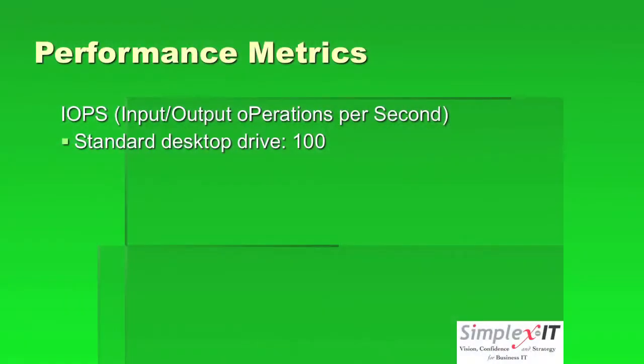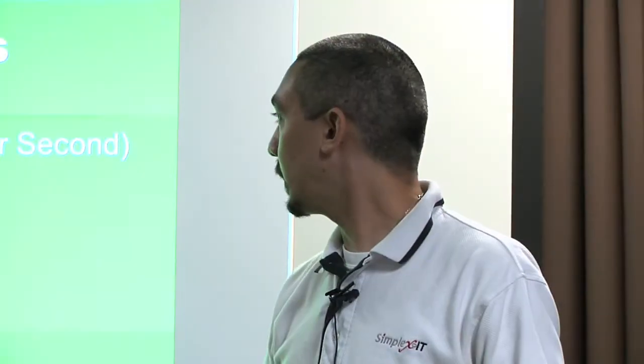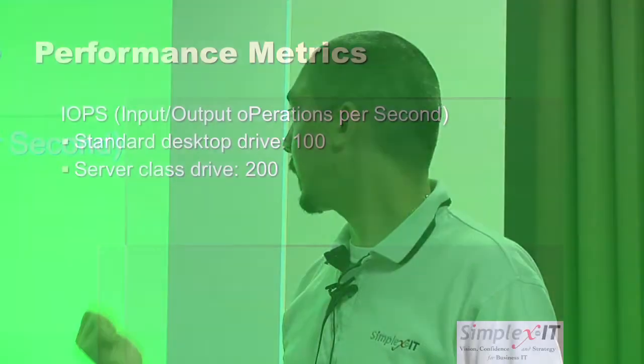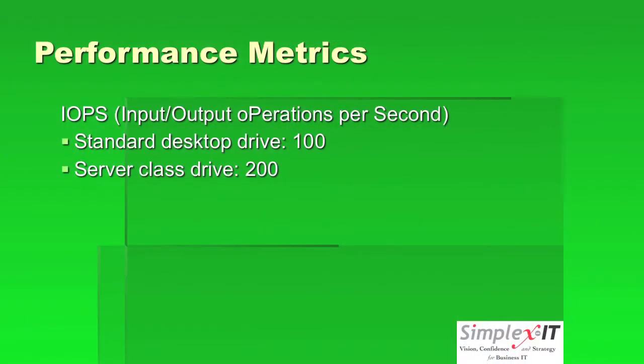Your standard desktop hard drive gives you about 100 IOPS. This is your Best Buy computer. Go to Newegg, get a consumer grade drive. That's about what you can do. It's pretty respectable, but if you have a lot of people accessing it, it doesn't work, or it might not meet your needs. A server class hard drive gives about twice as much. This is actually like a 15K RPM drive. It does a pretty good job.